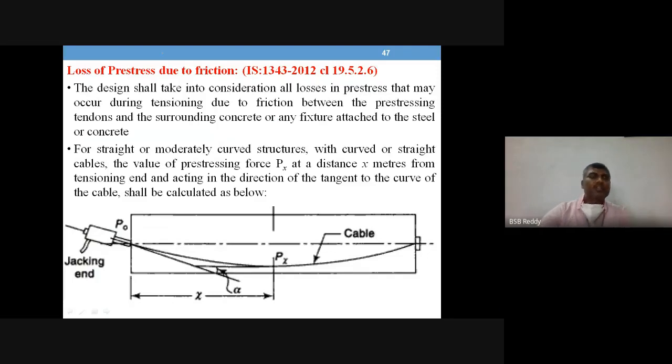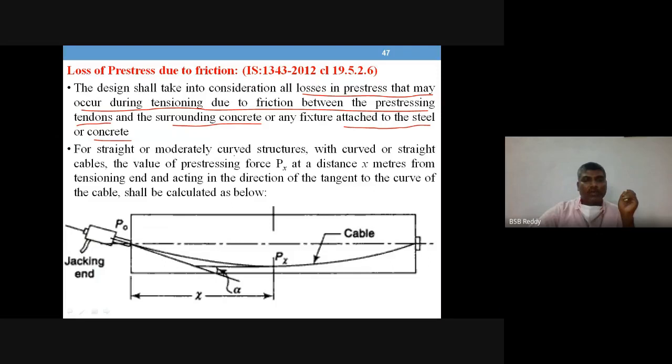So the design shall take into consideration all losses in pre-stress that may occur during tensioning due to friction between the pre-stressing tendons and the surrounding concrete or any other fixture attached to the steel or concrete. That means the duct material that we provide like this.